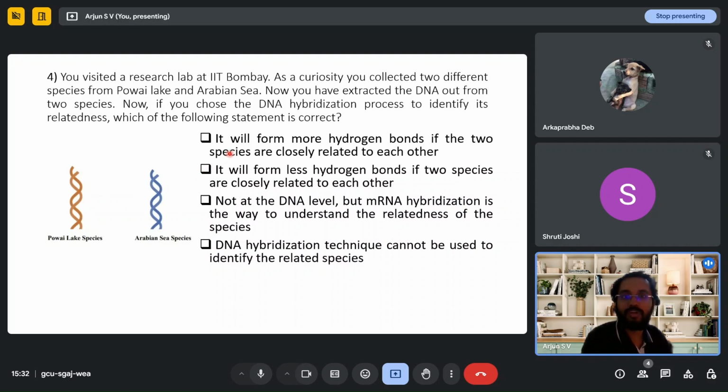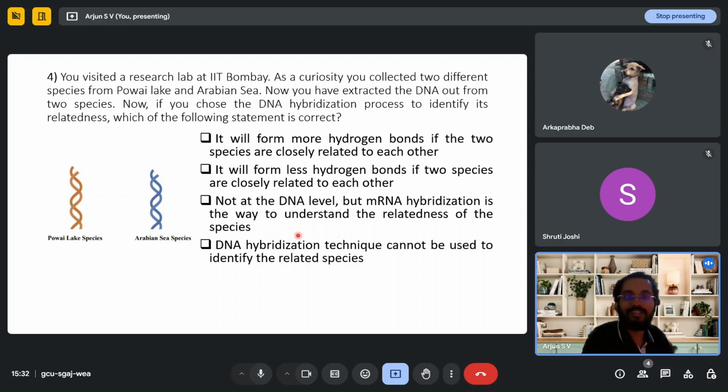One, it will form more hydrogen bonds if the two species are closely related to each other. Two, it will form fewer hydrogen bonds if the two species are closely related. Three, not at the DNA level, but mRNA hybridization is the way to understand the relatedness of species. Four, the DNA hybridization technique cannot be used to identify related species. Which one of them will be correct?